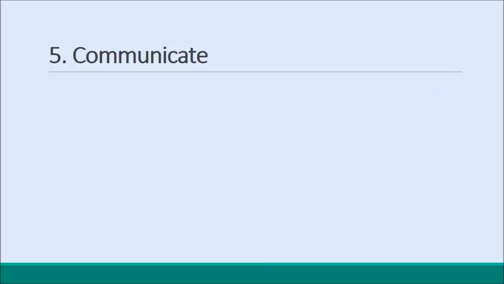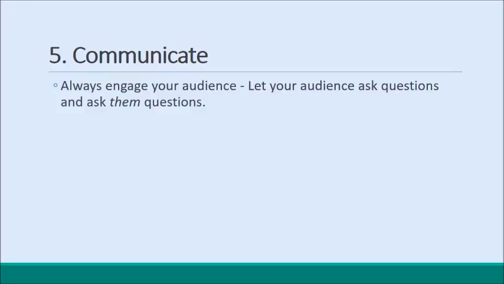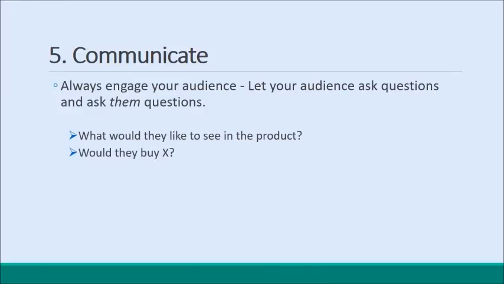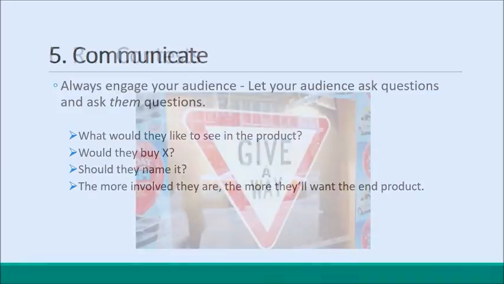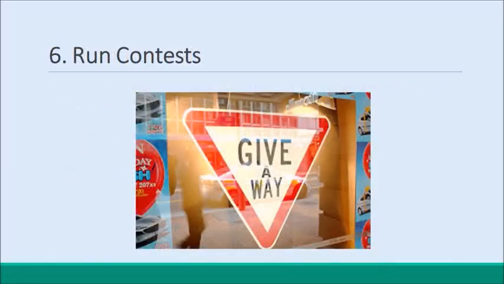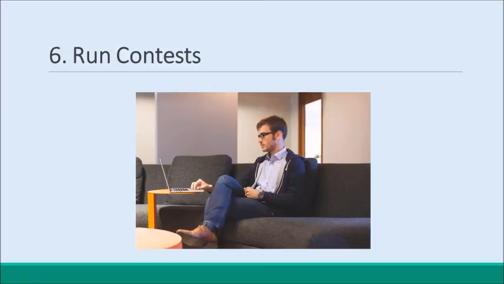Communicate. Don't forget what Facebook and Twitter were originally built for: communication. Let your audience ask questions, and ask them questions. What would they like to see in the product? Would they buy X? Should they name it? The more involved they are, the more they'll want the end product. Run contests. Finally, don't forget to run contests. How about a free copy for anyone who can refer 30 likes or emails? You don't need me to tell you why this is a great strategy.